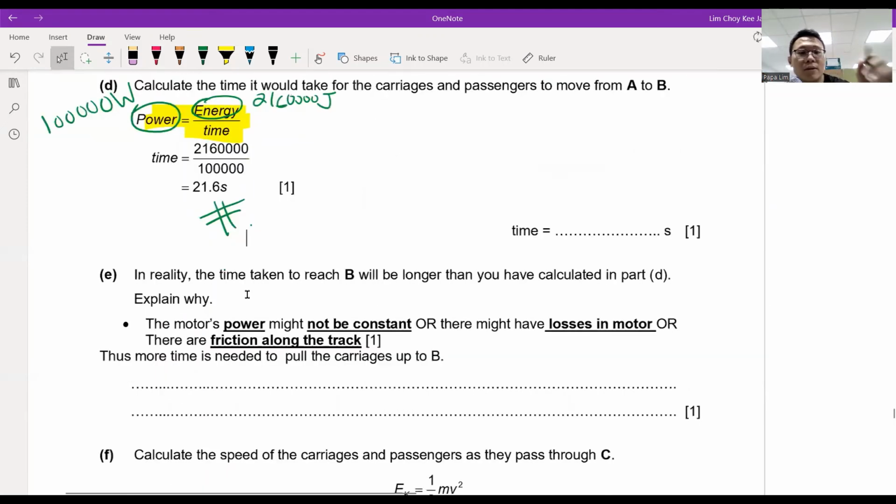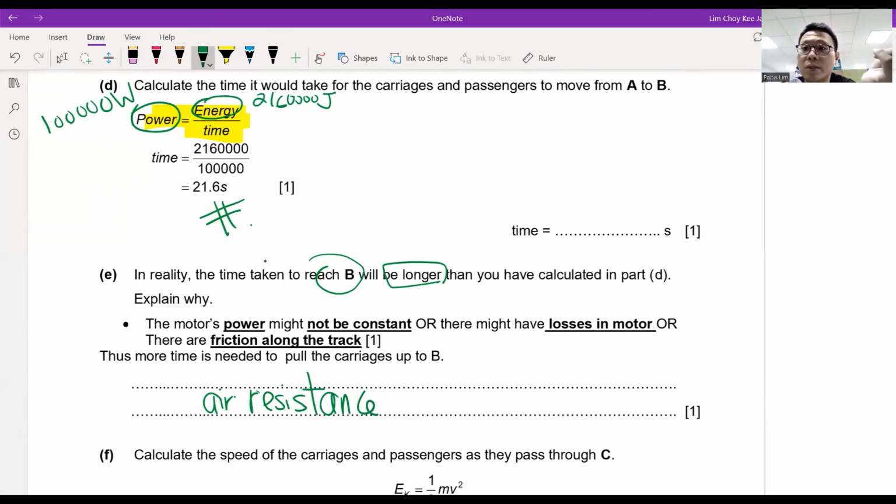Now in reality, it actually takes a longer time for the carriage to get to the top. Why? You could factor in some common things. The question never factored in air resistance. It could be air resistance present on that day, because 72 meters is very high above the ground, so there will definitely be wind. So there will be energy needed to overcome the air resistance.